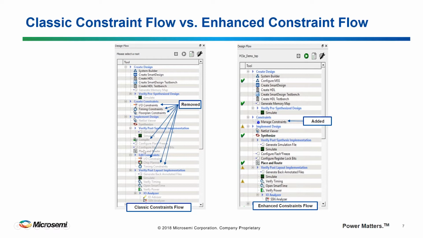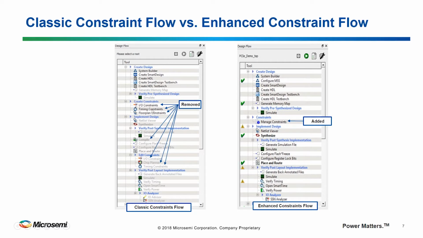What I'm showing here is the Libero SoC design flow window for the classic constraints flow on the left and the enhanced constraint flow on the right. The design flow window is where we go to launch all of our tools to create our design. Then we can verify the design. We can constrain the design, and then we can run layout and we can verify the design and so on.